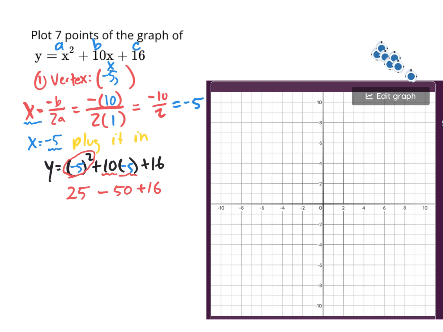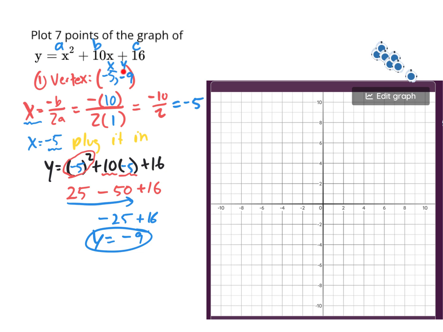And if you go from left to right, 25 take away 50, that's negative 25. I might as well write that down, negative 25. And then bring down the plus 16. Negative 25 plus 16 is negative 9. So our y value equals negative 9. Okay, so our y value is negative 9. That is the y value of the vertex. So that's why I have my y value being negative 9. So my vertex is negative 5, negative 9.